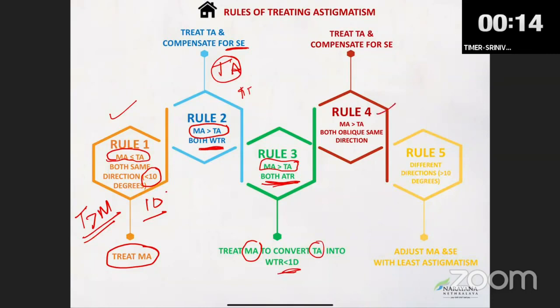And rule 4 is manifest oblique, treat the topography. If it's an oblique, treat for topography with the spherical equivalent, and adjust the manifest with least astigmatism when they are different by more than 10 degrees.